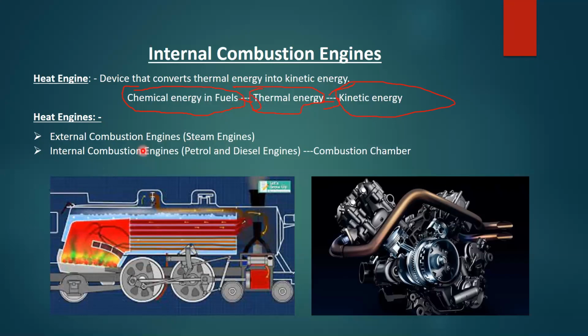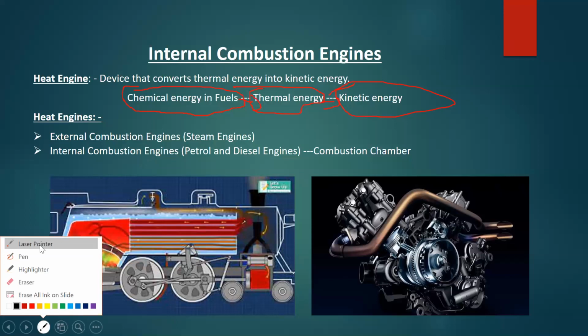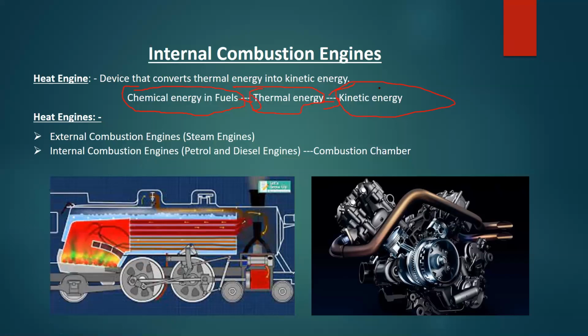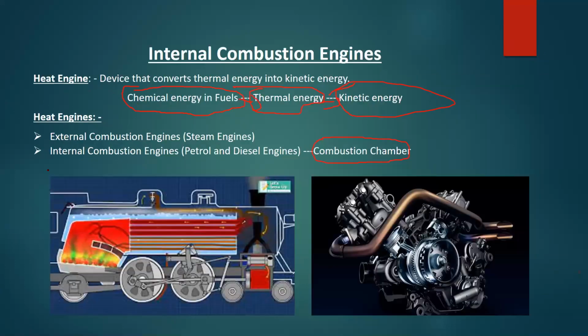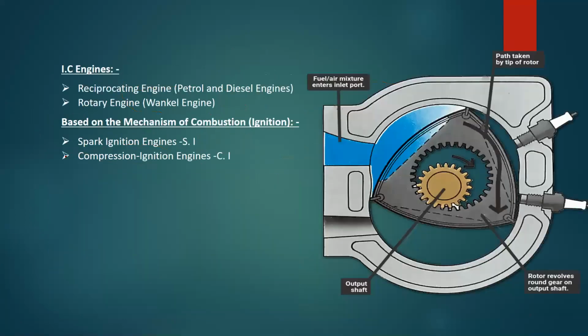Now, next one is the internal combustion engine. Everybody knows what an internal combustion engine is, like your vehicles. Car, bikes, petrol and diesel engines. Combustion happens inside your combustion chamber. Okay. Now, next. Here we'll focus on the IC engine only. Let's go for the IC engine. This one. Now, next. The IC engine is again divided into two types.